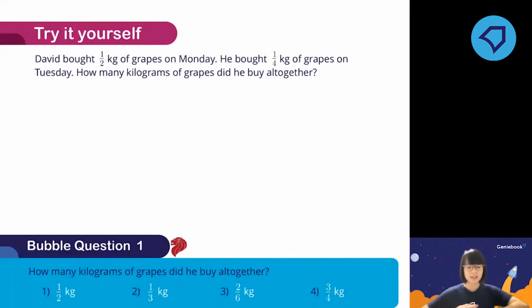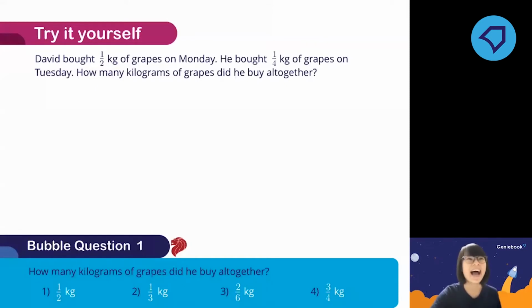Okay, so let's take a look at this one over here. David bought half kg of grapes on Monday. He bought 1/4 kg of grapes on Tuesday. How many kilograms of grapes did he buy all together? You have 1 minute. Are you guys ready? 1 minute to answer the question. Quick. Write all your working on your piece of paper and options launching in 3, 2, 1.